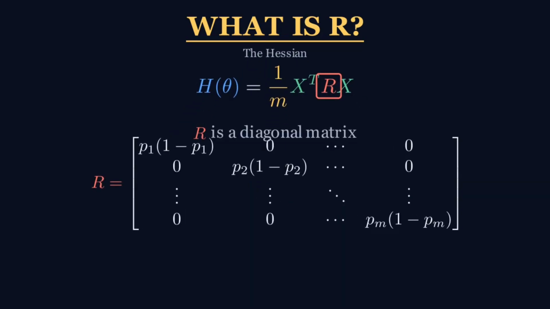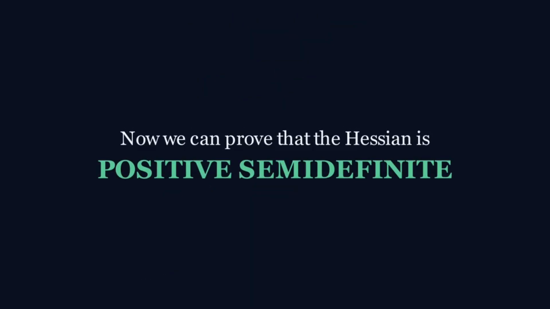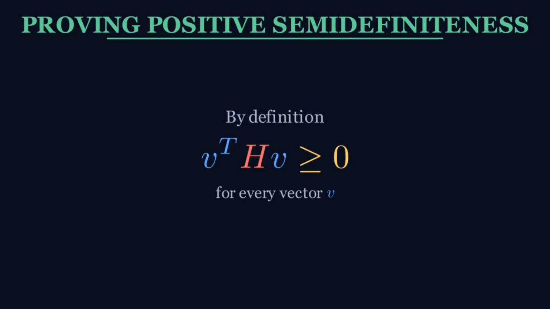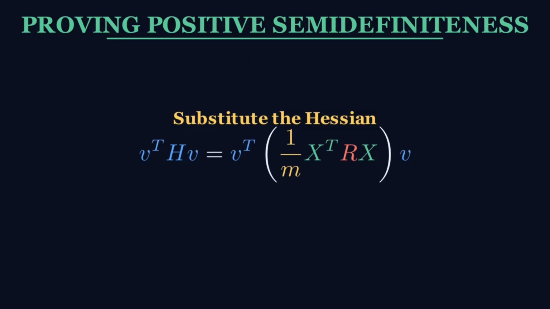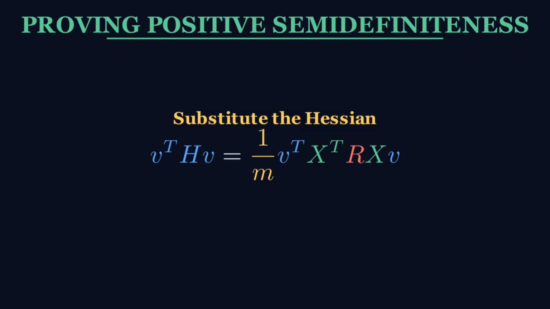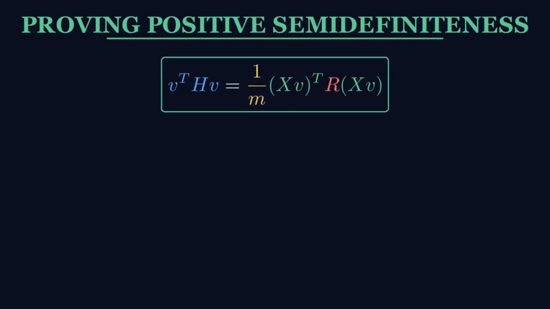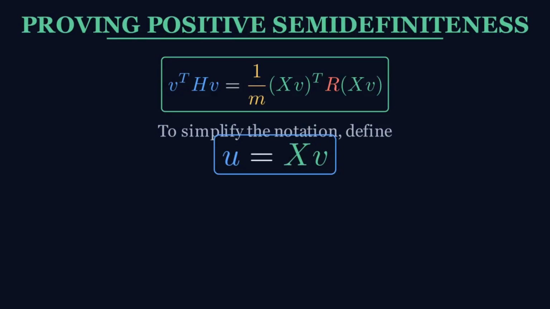Now this matrix is actually very interesting. Every diagonal entry is simply p_i(1 minus p_i). Now we can finally prove the Hessian is positive semi-definite. By definition, a matrix is positive semi-definite if v transpose H v is greater than or equal to 0 for every vector v. So let's substitute our Hessian into this expression. Now we'll simply rearrange the brackets. To keep the notation clean, let's define u being equal to Xv.